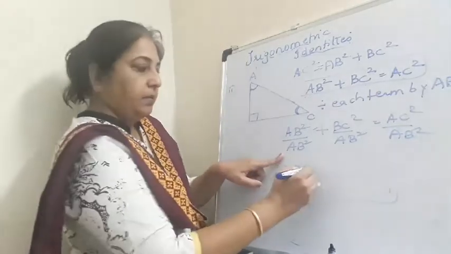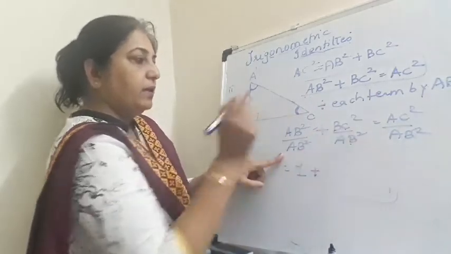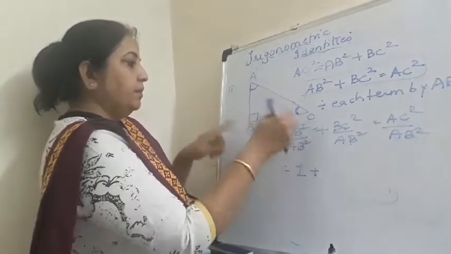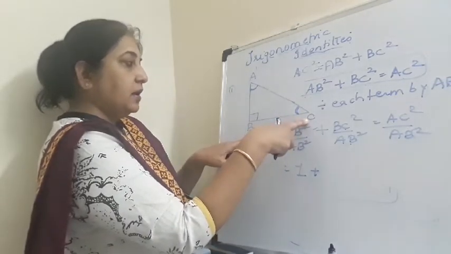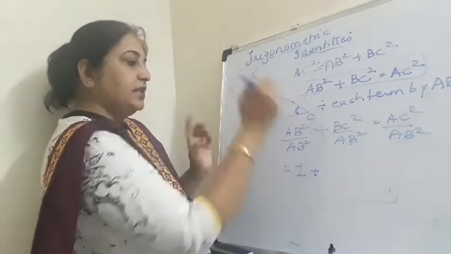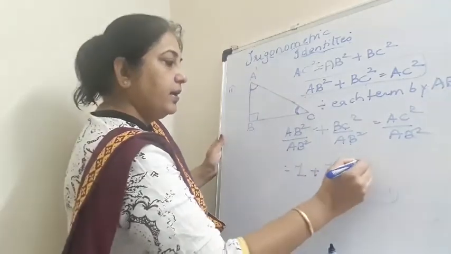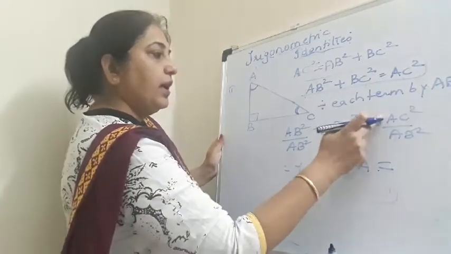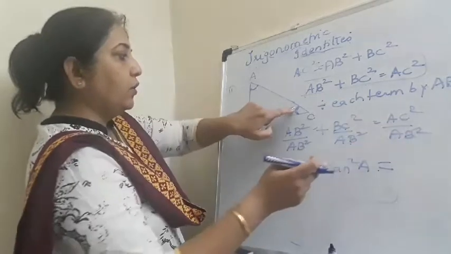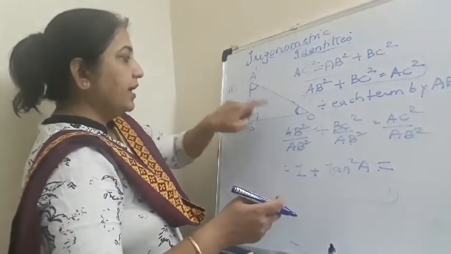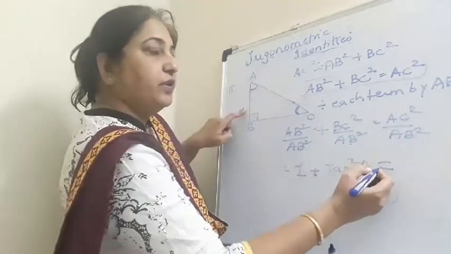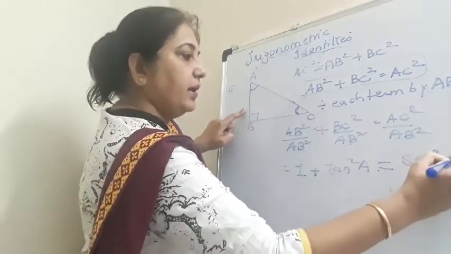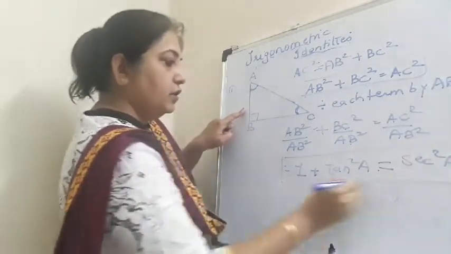1 plus BC square upon AB square. Now BC is opposite upon AB, that is adjacent. So it will be tan square A, and that is equal to AC upon AB. Now AC upon AB, that is AC hypotenuse upon adjacent, will give you sec square A. So this is identity 2.